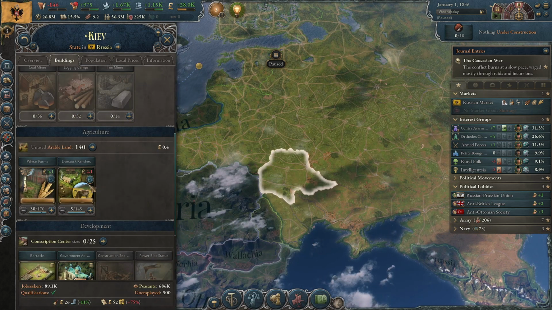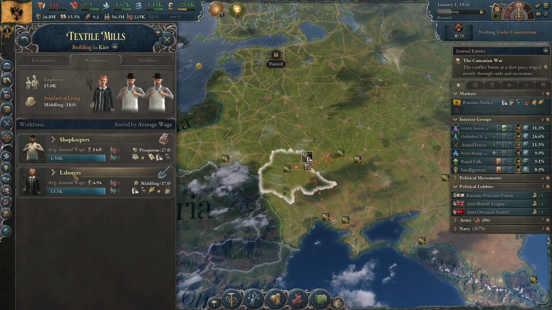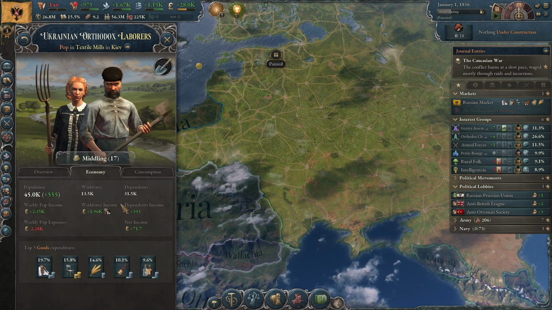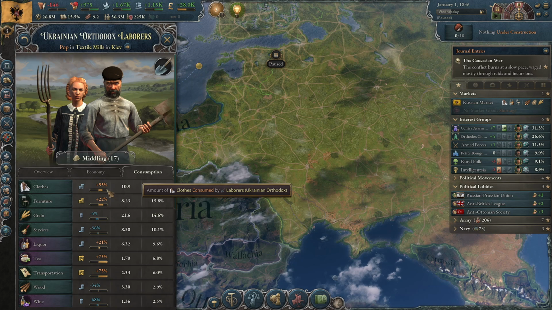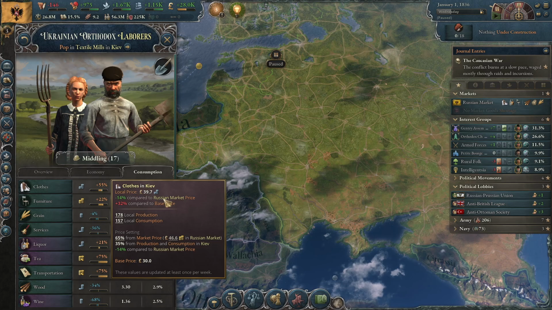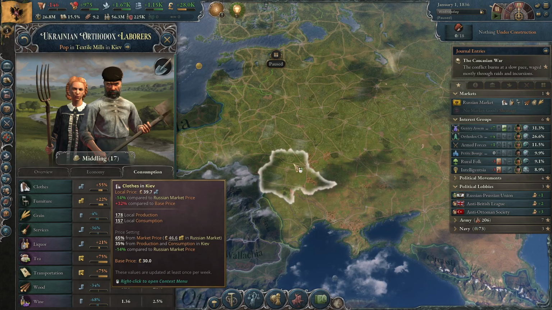Why does this matter? Well, not only does it affect the price of the goods for pops who are buying them, if we go to these laborers, they're paying that local price. Over here at the consumption, it will tell you the full market price, but they're actually paying minus 14% compared to the Russian market price right now for clothes.